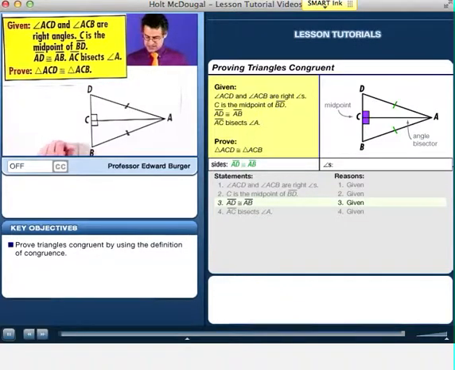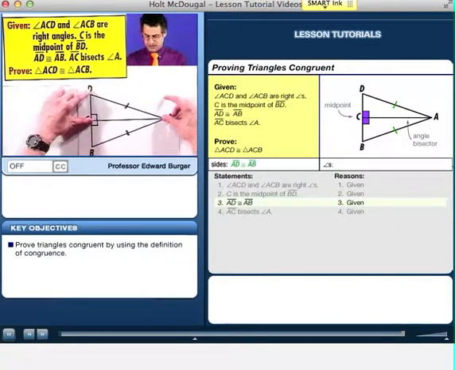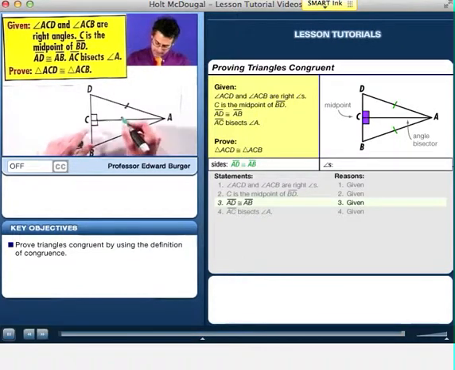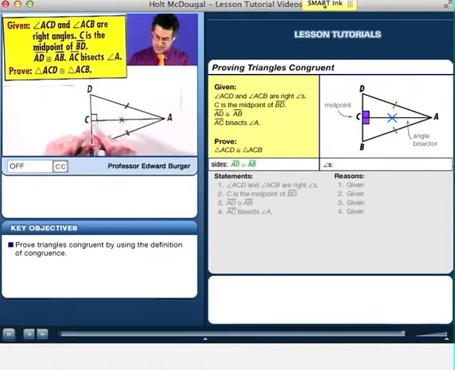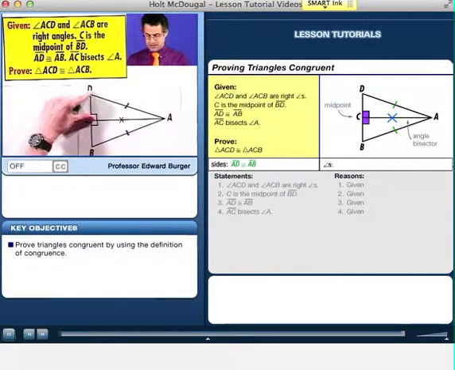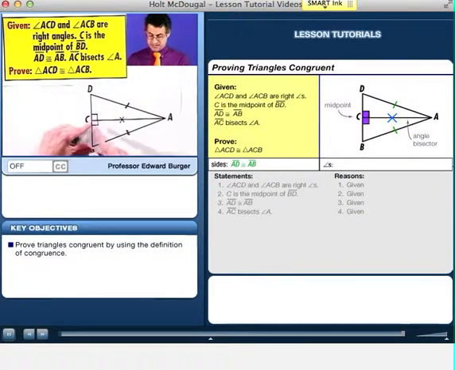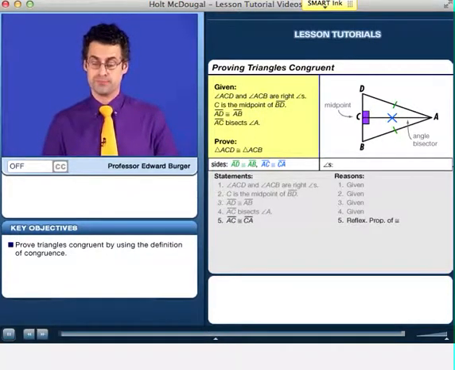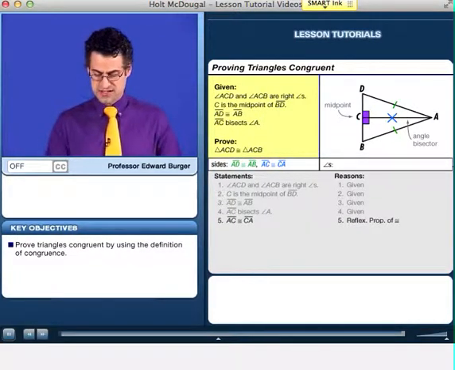Yeah, the easiest one is going to be AC, because AC is the exact same side of this triangle as this triangle. So in fact, since AC equals itself, I know that this side of this triangle corresponds to this side of this triangle and, in fact, is congruent to itself. Great. So now I have two sides that are congruent.